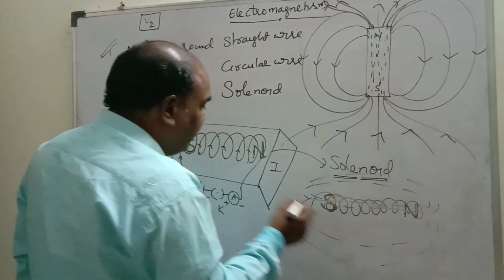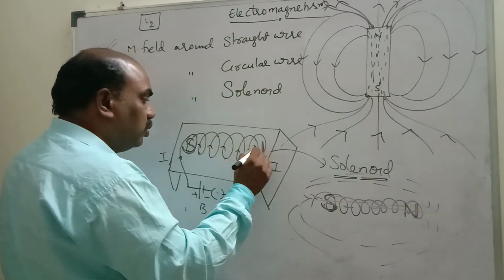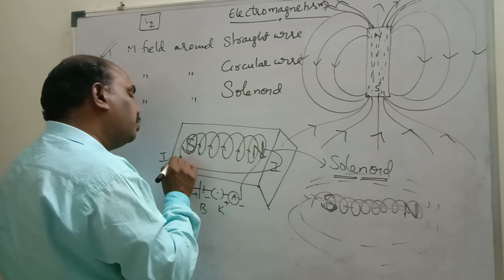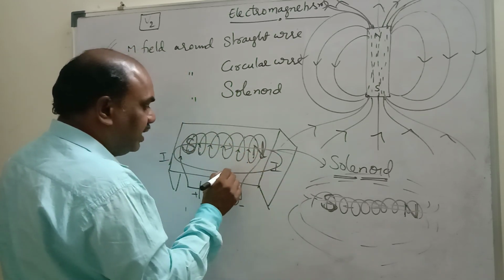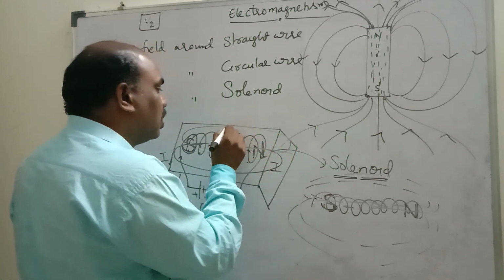Otherwise, if you place many compasses, you can see magnetic lines coming out from the north pole and entering the magnet at the south pole. That means you can say magnetic lines are closed loops.